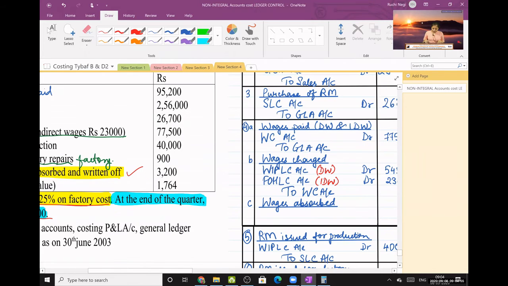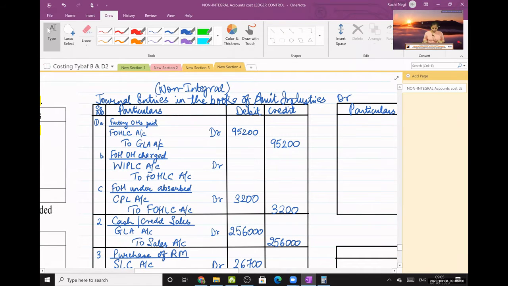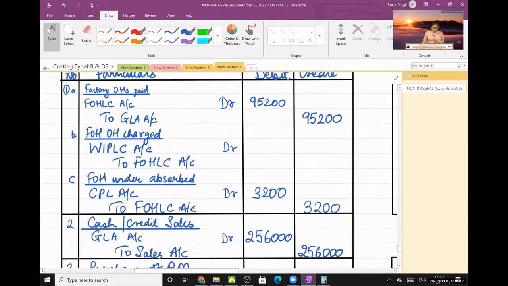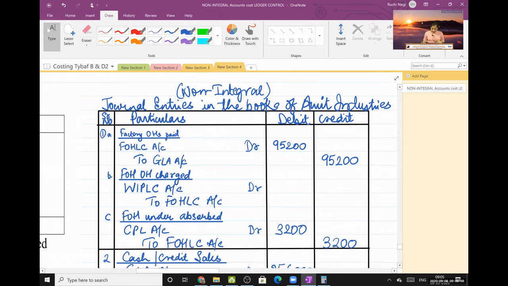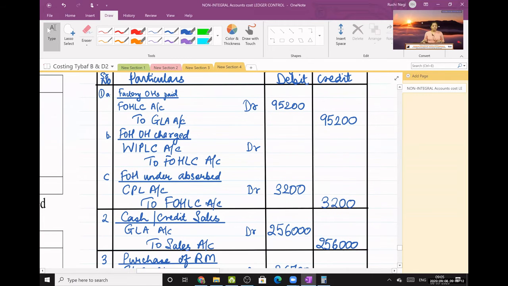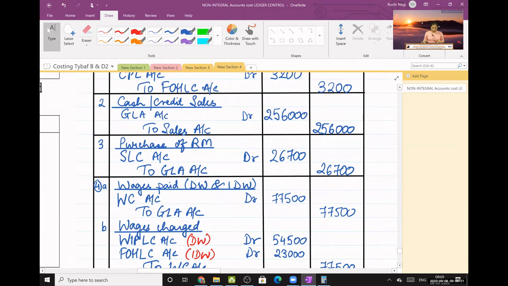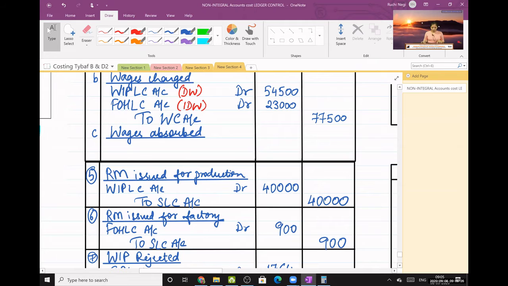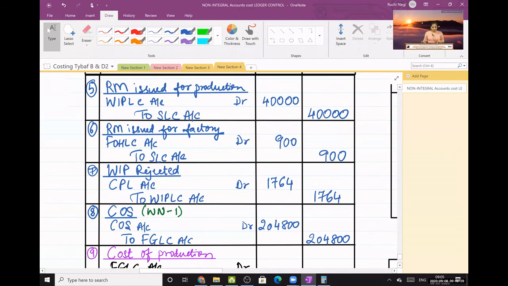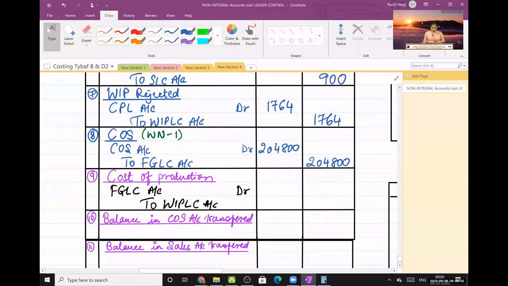So this is our ledger. Let me take you to the rough, the revision part of it. Journal entry number 1A, factory overheads paid. Paid, charge and absorption. The charge we will get from the ledger. Next, cash, credit sales entry, purchase of raw material, wages paid, charged and absorption. Raw material issue for production, for factory, WIP rejected, then cost of sales we just now got from the working note, its journal entry, and these are the balancing figures.